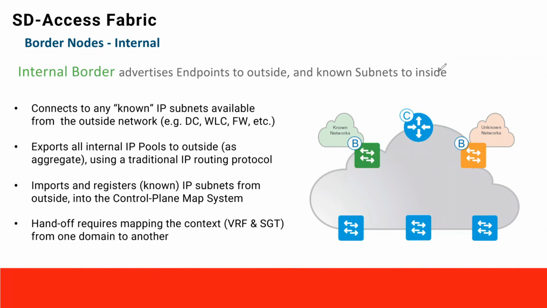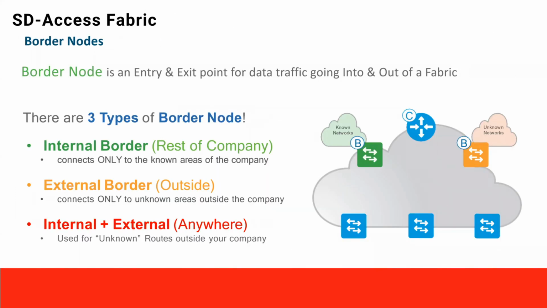Just a small thing, a single border can be used for known and unknown both, right? Yes, we already discussed here, there are three types: internal, external, or anywhere, used for both things.